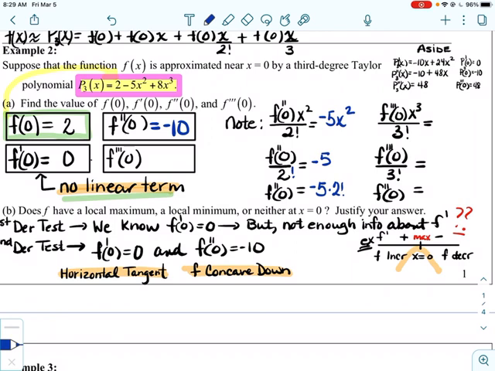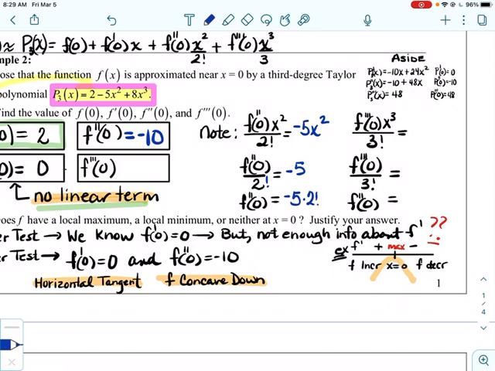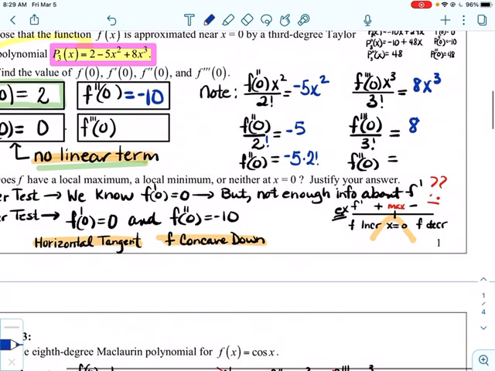So the third derivative, then we can see that the term is 8x cubed. And then we see that f triple prime of 0 over 3 factorial is going to be 8, dividing out by x cubed. And then f triple prime of 0 is then 8 times 3 factorial, and that's equal to 48. Okay, so you have the first answer.